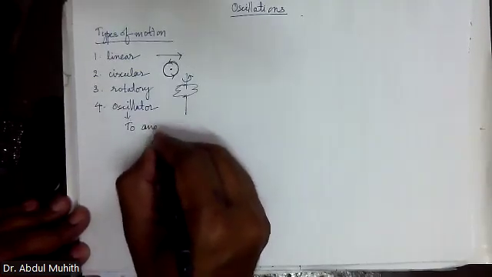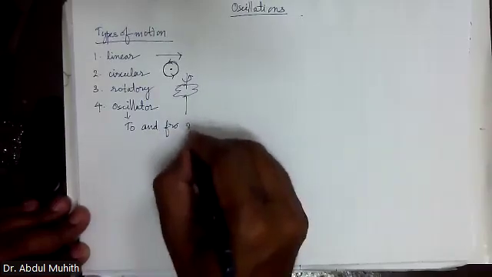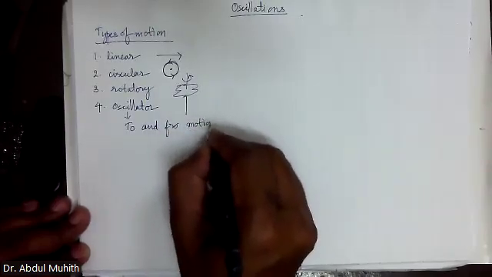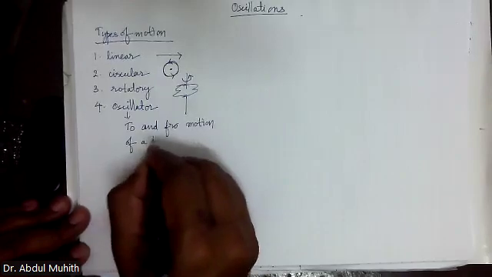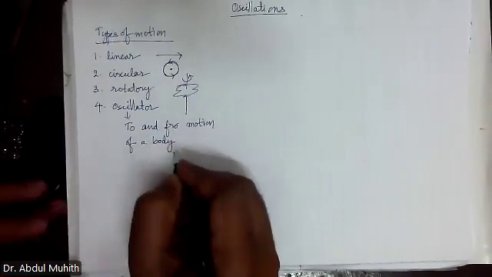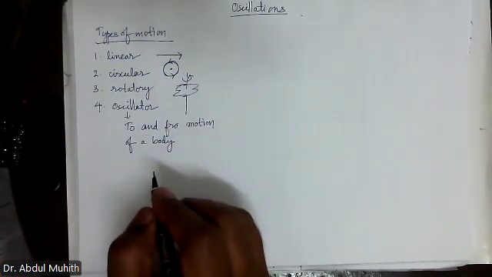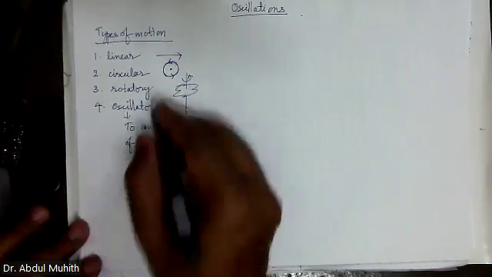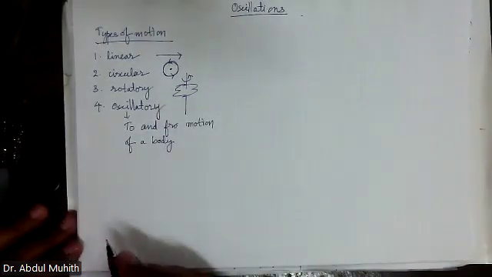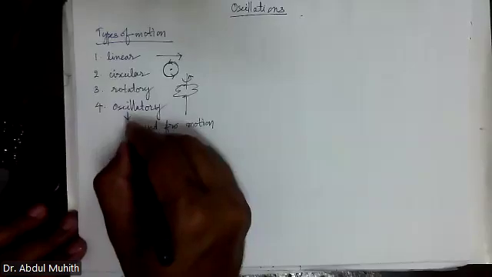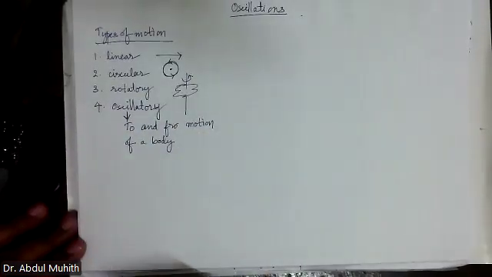To and fro motion of a body is known as oscillatory motion. Okay. Oscillatory motion. To and fro motion of a body is known as oscillatory motion.